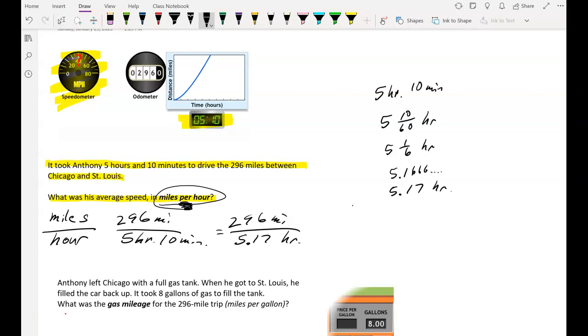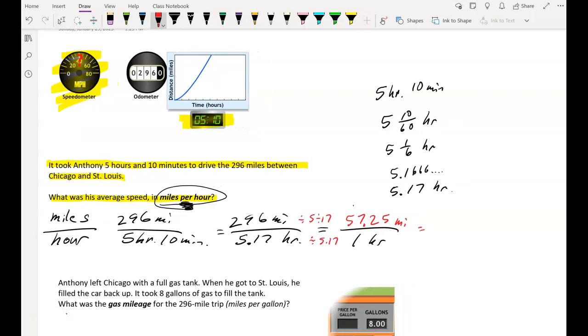So again, 296 miles in 5.17 hours. Now, we want to know miles per 1 hour, so we're going to change this to 1 down below. How do we get from 5.17 to 1? Well, you divide by 5.17, so I'm going to divide both of those by 5.17. And 296 divided by 5.17 is 57.25. So we are all done at 57.25 miles per hour.